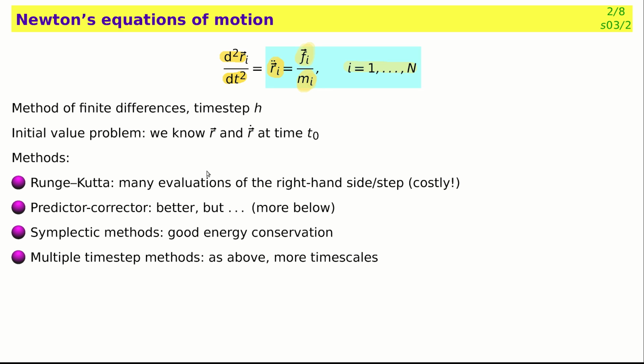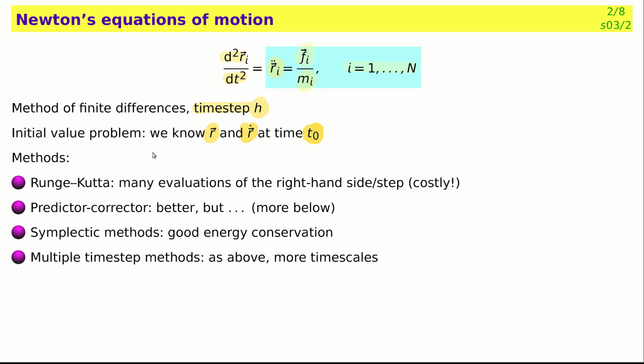We will solve this equation numerically by the method of finite differences. That is, we need a certain time step that will be short enough but not too short, so that our simulation is not too slow. From the mathematical point of view, this is an initial value problem. We also need to know the positions and velocities at a certain initial time t0.